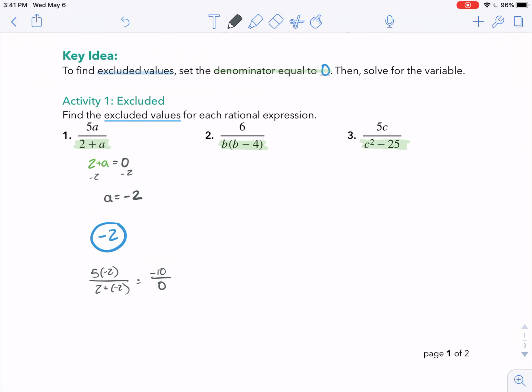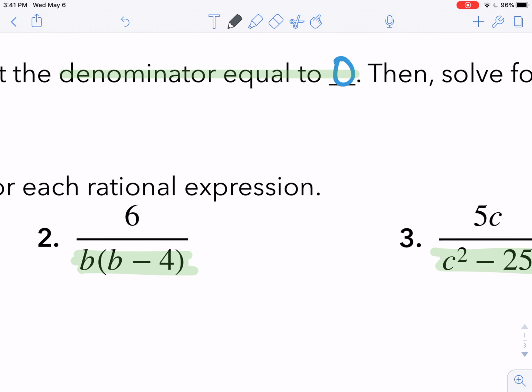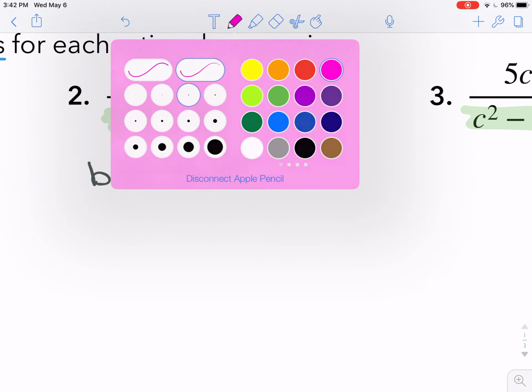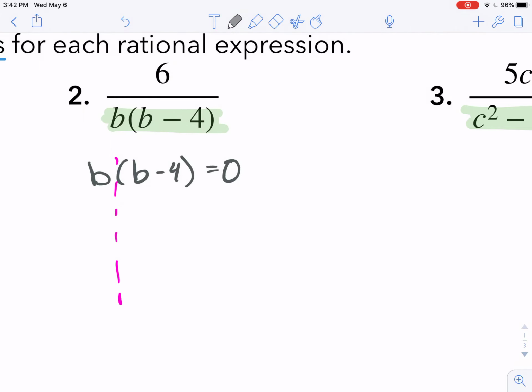Okay, right. Number 2. We're going to set our denominator equal to 0. So what happens when b times b minus 4 equals 0? Well, now we've got 2 factors. So we need to split this guy up. So we're going to say what happens when b equals 0 and when b minus 4 equals 0.